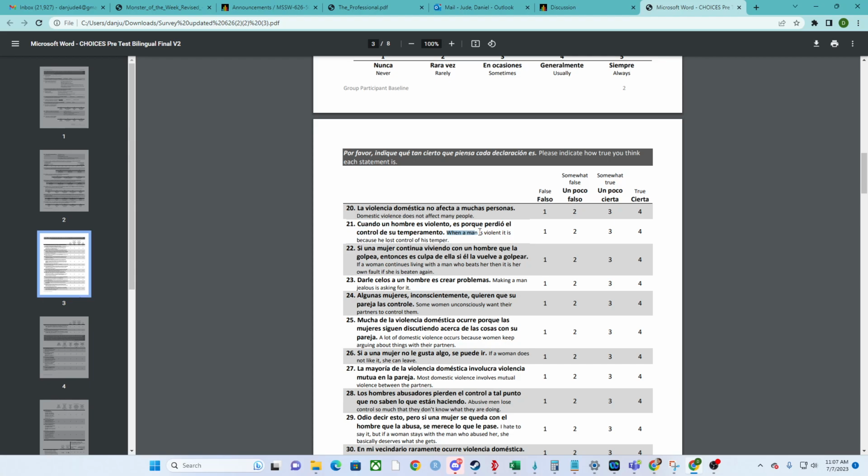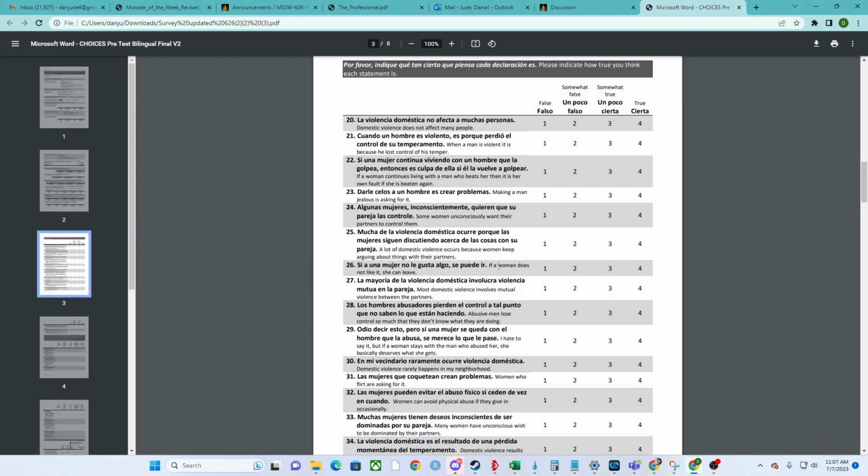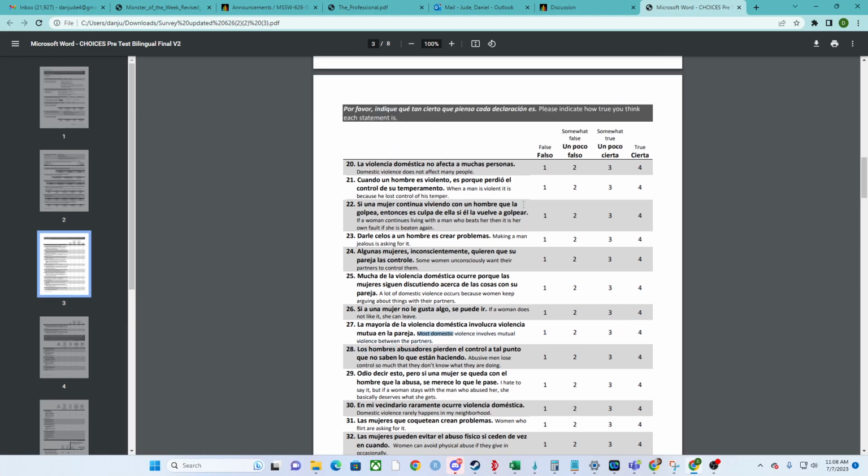We just care what this person's perception is. When a man is violent, it's because he lost control of his temper. If a woman continues living with a man who beats her, then it is her own fault that she is beaten again. Making a man jealous is asking for it. Some women unconsciously want their partner to control them. A lot of domestic violence occurs because women keep arguing about things with the partner. And as you see, this whole section is measuring what attitudes they have. Now, we don't know if they're testing a theory here or not. Going back to this, it's definitely written as kind of anti-woman.